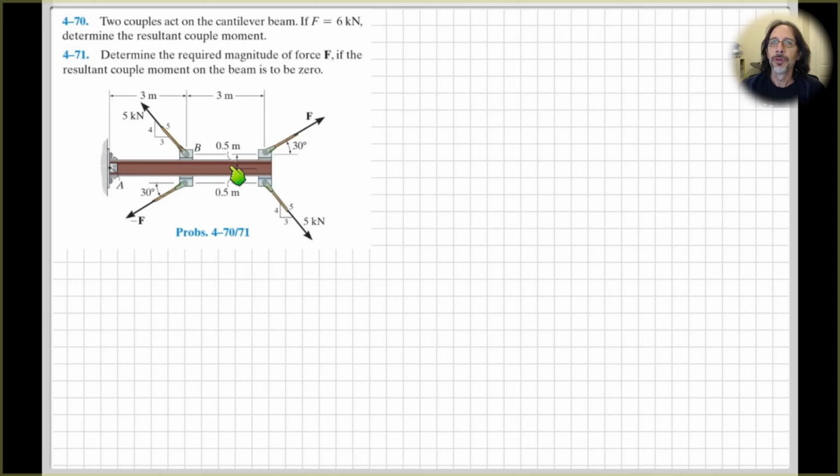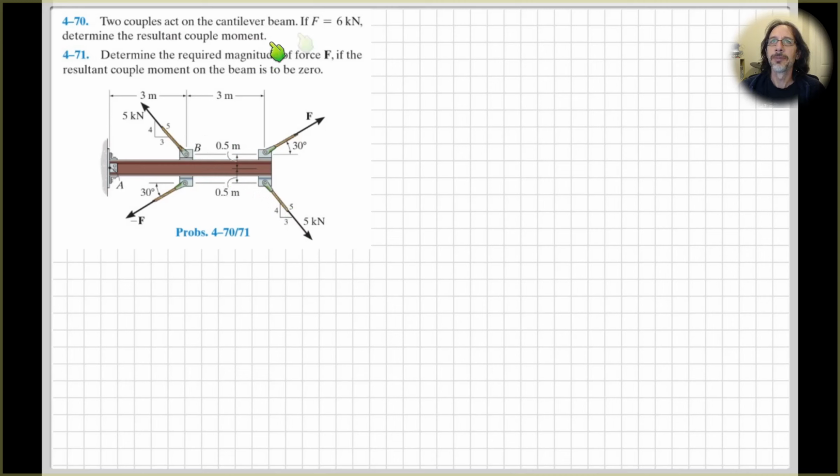So therefore those two forces form a couple, and then we've got the 5 kilonewton force and the 5 kilonewton force over here, both at this 3-4-5 ratio orientation. So again, equal and opposite, but not collinear, right? Separated by some distance. So therefore these two forces also form a couple.